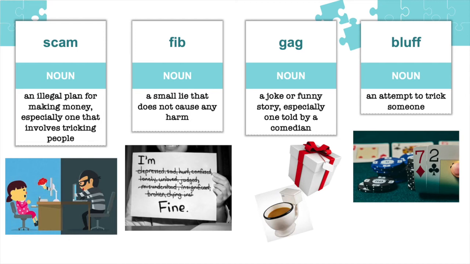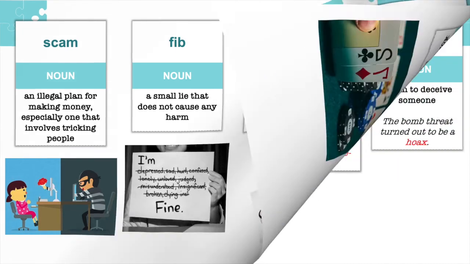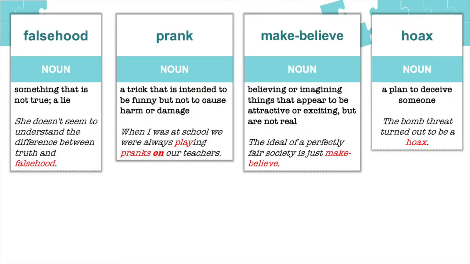You lose your money. So this is just an example. So we have the nouns scam, fib, gag, and bluff, and they can also be verbs, but we're going to concentrate on the nouns now. Then we have these other four nouns, which may be a little bit more complex. That's why you will see the definition and some examples to clarify.